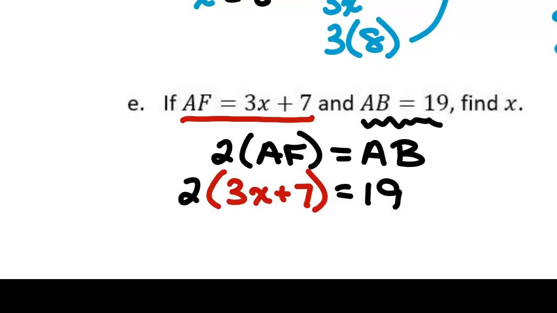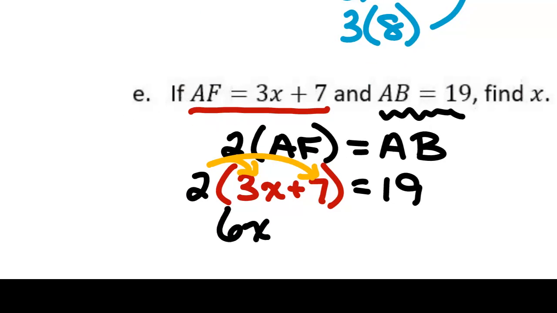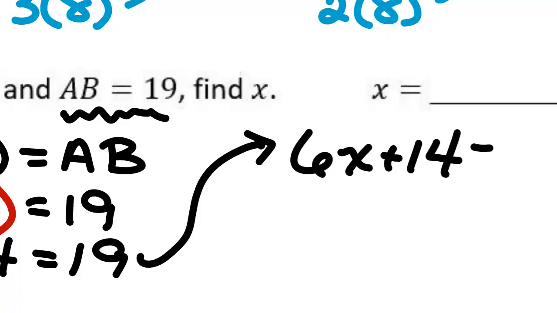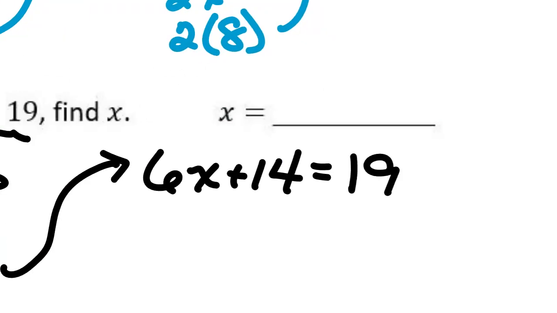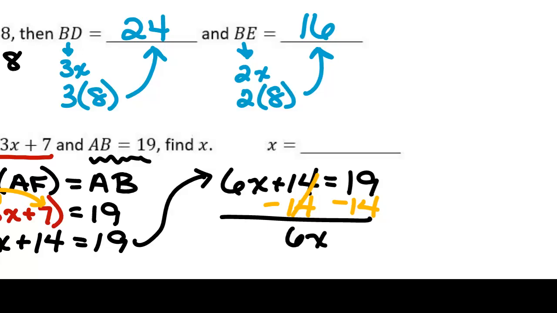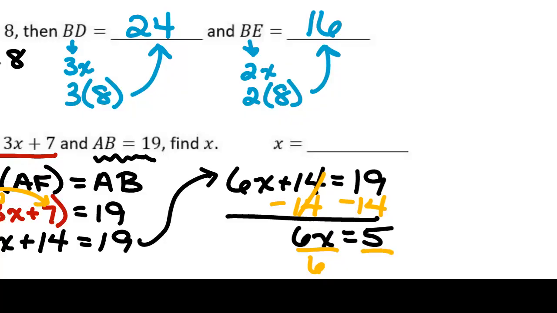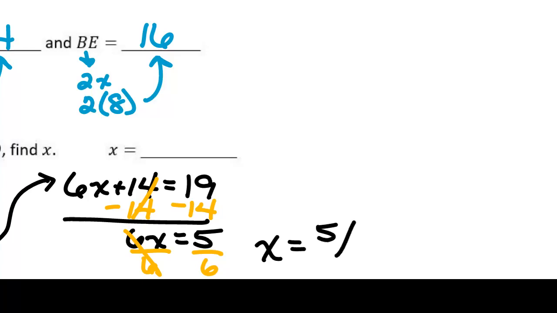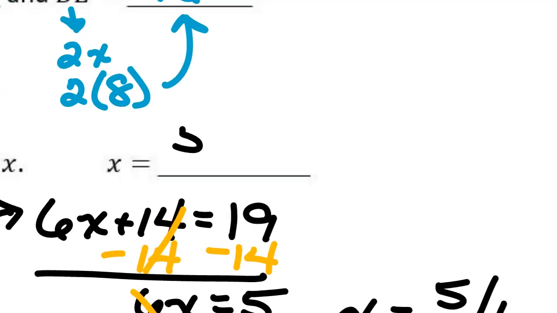So then we're going to distribute the 2 inside the parentheses. So I get 6x plus 14 equals 19. Now what? Subtract 14 from both sides. What is 19 minus 14? 5. 6x equals 5. And then I divide both sides by 6. And I can write my answer as the fraction, 5 over 6.